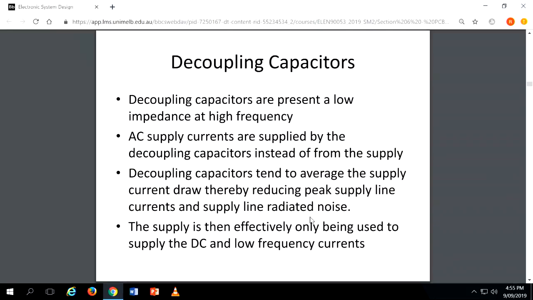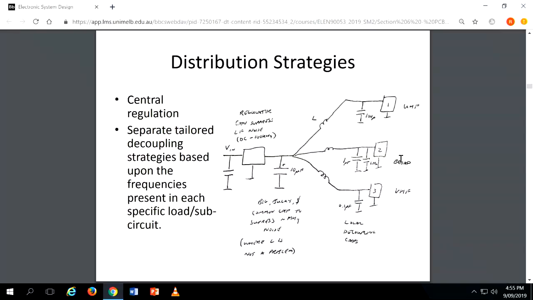So decoupling capacitors present a low impedance at high frequency. AC supply currents are supplied by the decoupling capacitors instead of the supply, which we already discussed. This decoupling capacitor is your local source, and then the circuit is closed there. So, distribution strategies again, which we already discussed in the drawing. So this is your regulator, and then you will be putting a big tantalum capacitor.